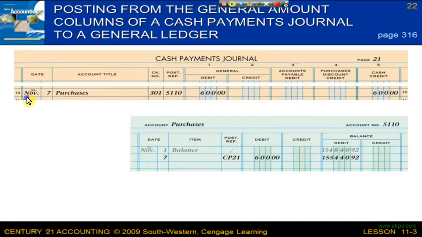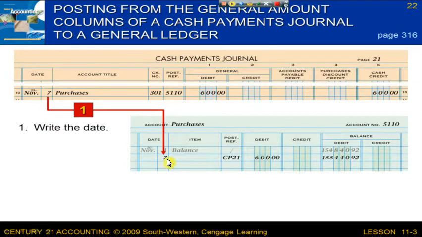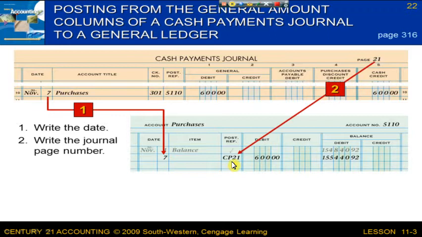So this one, if we look here, is for purchases, so we turn to the purchases ledger page. We're going to begin by writing the date, which is the 7th. We're going to write the post reference number. Where did we get the information from? It's cash payment, so it's CP21. Step number 3, we're going to write the debit amount. This is a general debit of $600, so we're going to write 600 in the debit column.